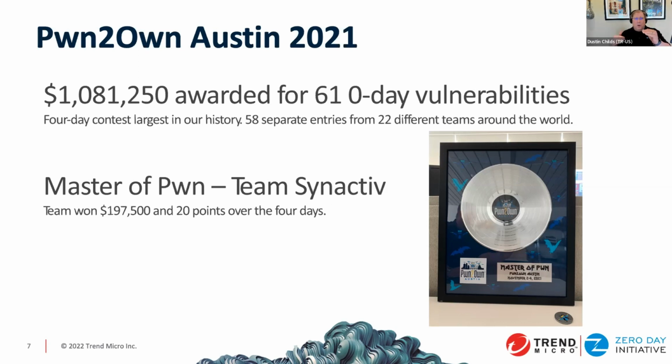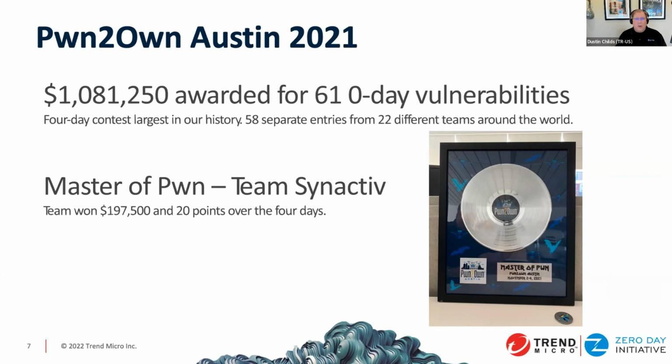And then the awards kind of go down round after round in that category. So you can have a bad draw and end up not in a great place. With Master of Pwn, the points get awarded the same each round. So you can have a bad draw and still demonstrate great research and end up the number one team. Team Synactive just happened to be that.